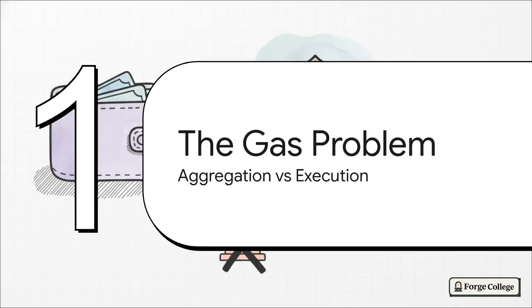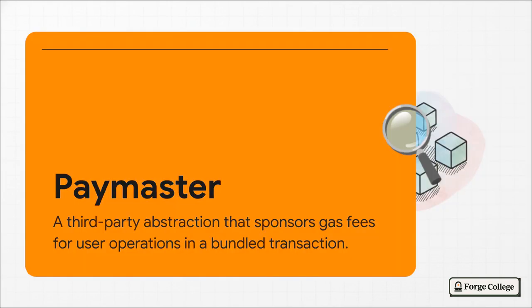All right, Section 1, the gas problem, aggregation versus execution costs. Just to quickly recap what we know, batching collapses fixed costs. Things like signature checks and EVM transaction overhead get neatly bundled up. But when that aggregated bundle actually hits the entry point on the blockchain, the network still issues a definitive gas bill. Enter our solution, the Paymaster.